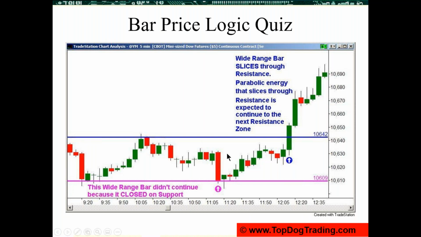You know, it's interesting. You look at this one, this is almost an inverse bar to it. Wide range bar, red, closes near the low, but it closed right at support, right at this low of support, and therefore it didn't go down. It tested a little bit, rejected that, and then came back up. And then this one went through with impunity into infinity and beyond.